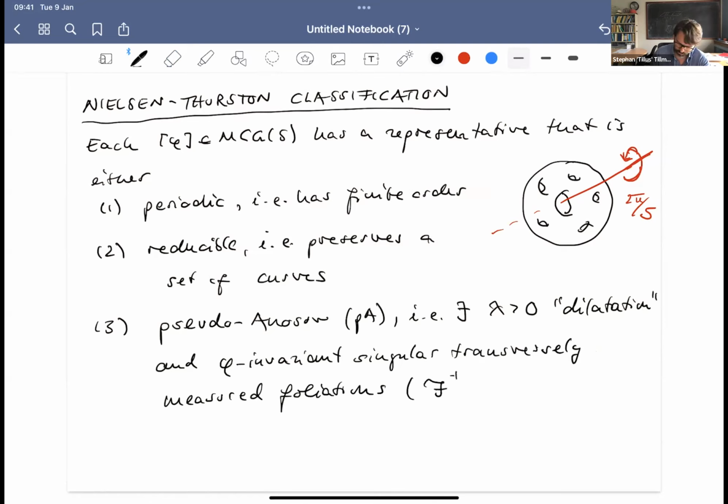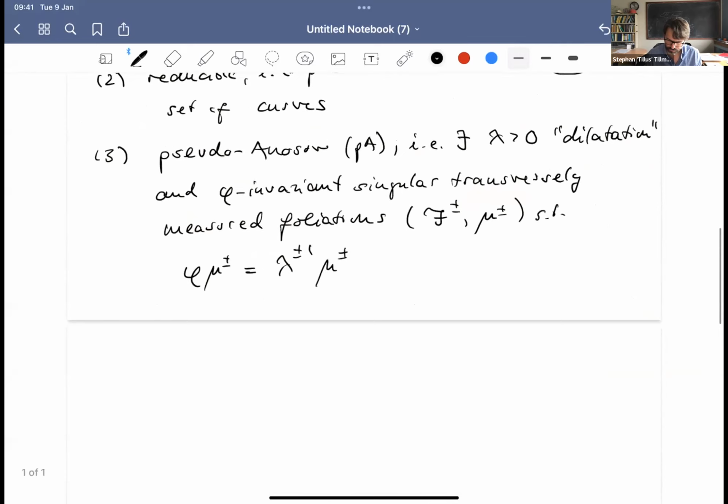So written F plus minus, and the measures are mu plus minus, such that phi preserves them, up to this dilatation. So phi of mu plus minus is equal to lambda plus minus 1 times mu plus minus. So the foliation indicated with a plus, the measure is multiplied by lambda, and the measure that I indicated with minus is actually multiplied by lambda inverse. Yeah, so this is how the action is on these measures.